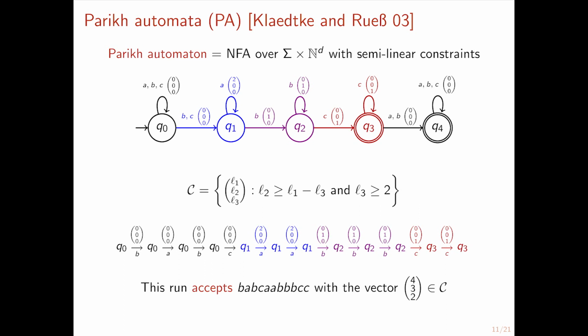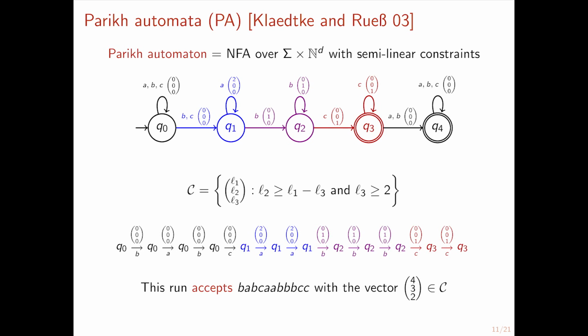They consist of a finite automaton whose transitions are labeled by a letter and a vector of a fixed dimension d, with non-negative integers, and a final semilinear constraint. A run of the automaton is labeled by a couple word-vector, where every letter is concatenated and every vector is summed. A run is accepting if it ends in a final state and if the vector sum of every vector seen in the transitions of the run belongs to the semilinear set C.